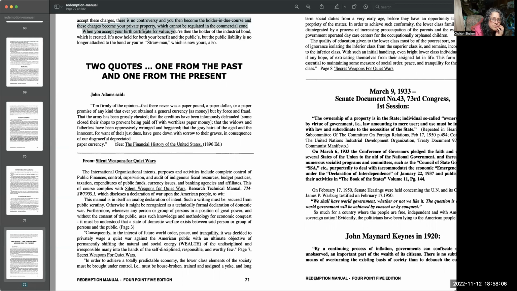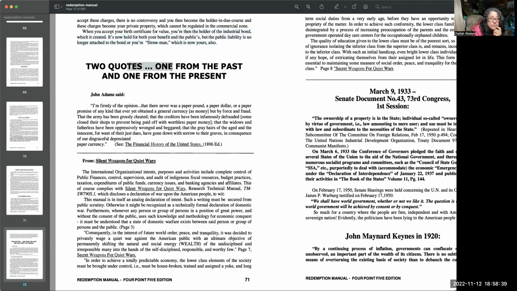When you accept your birth certificate for value, you're then the holder of the industrial bond, which it created. It's now held for both your benefit and the public's, but the public liability is no longer attached to the bond or your straw man, which is now yours also. Oh, okay.